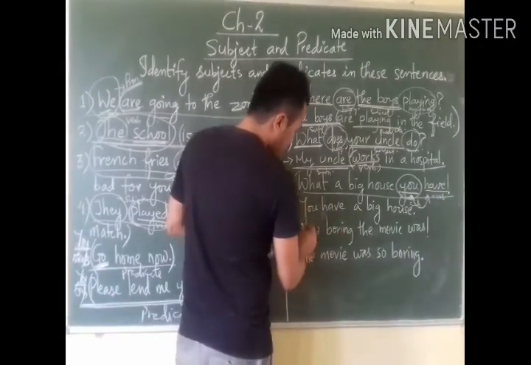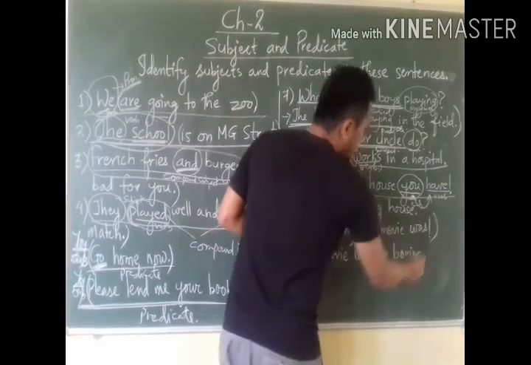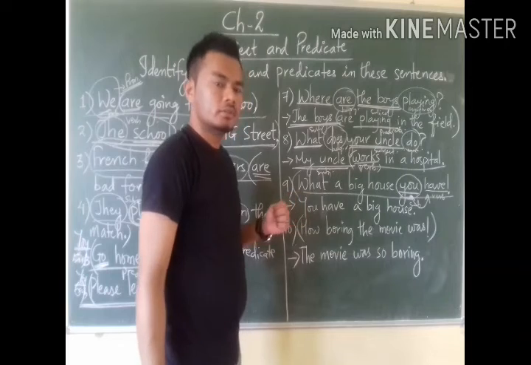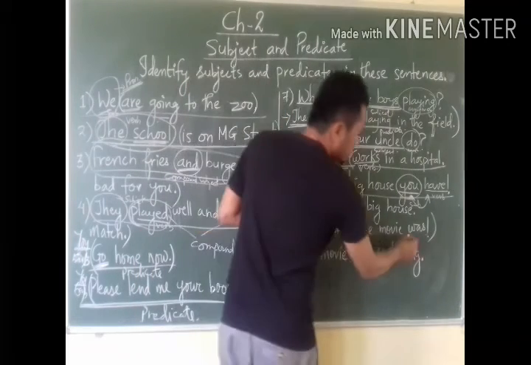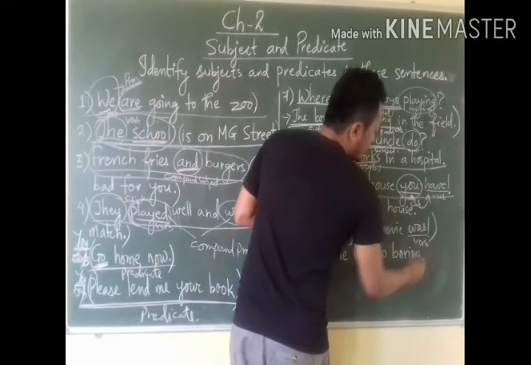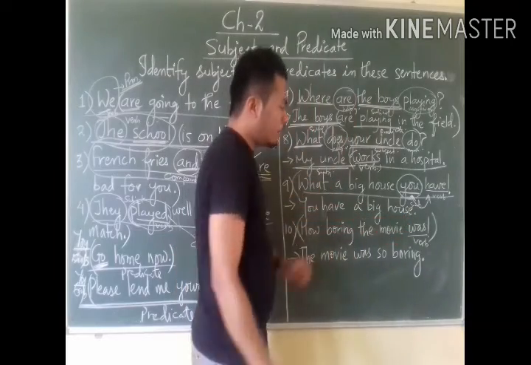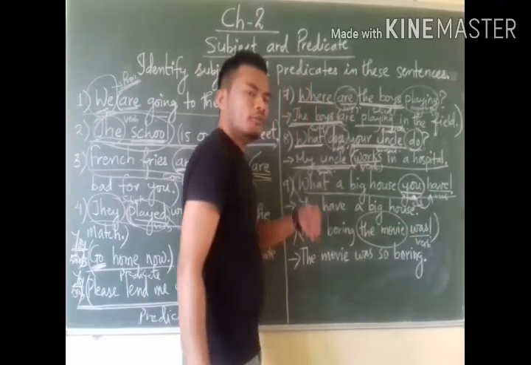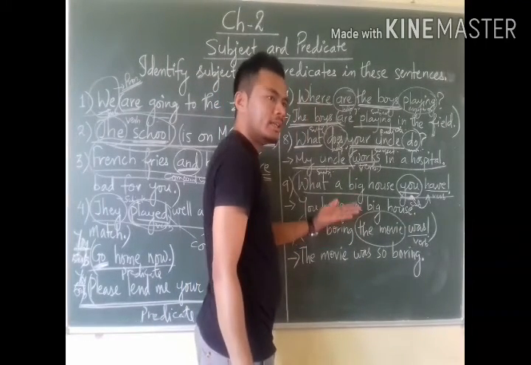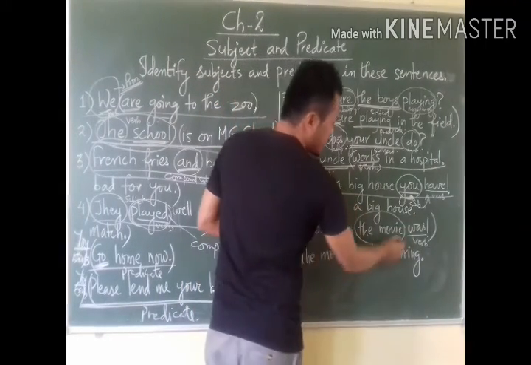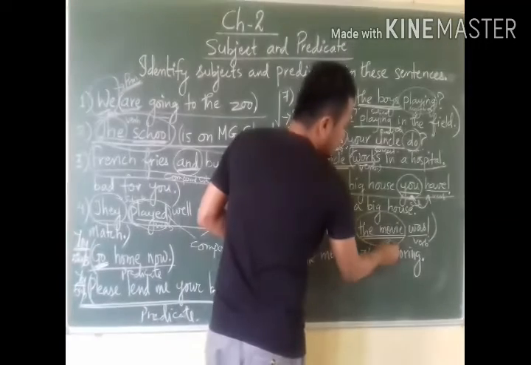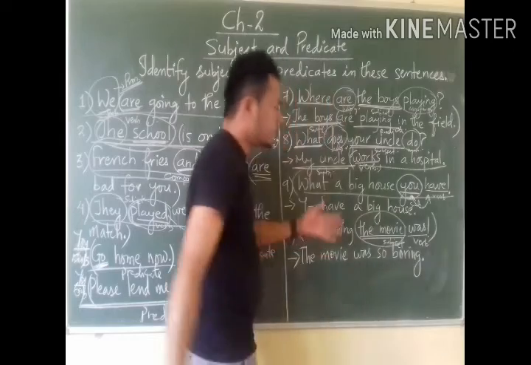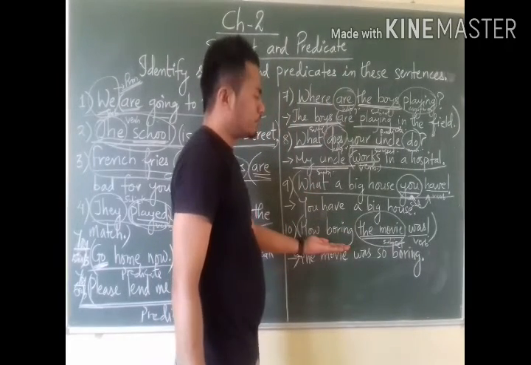In the same way, sentence number 10, how boring the movie was. Okay, here was is the verb, and the sentence ends with the verb, but before the verb, I told you that the subject comes before the verb at the end of an exclamatory sentence. So here the movie is the subject.